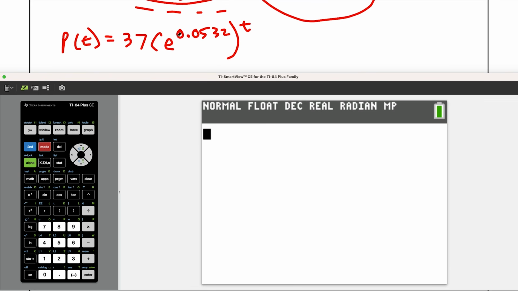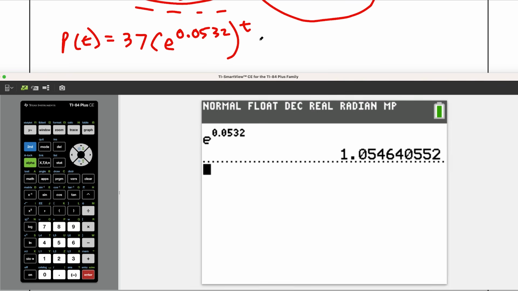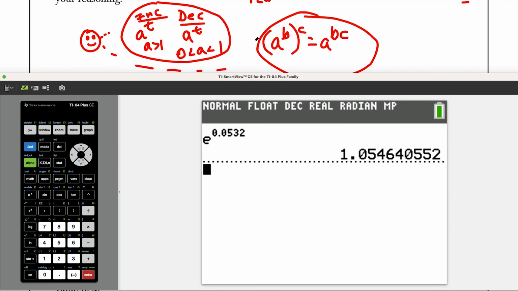Now we could type in this entire expression. We're going to press second ln, that pulls up e to the x, and now in the exponent spot, we have 0.0532. Notice that this base is a value greater than 1. And what I said before is that if the base of our exponent is greater than 1, that would make our function increase. That's exponential growth.